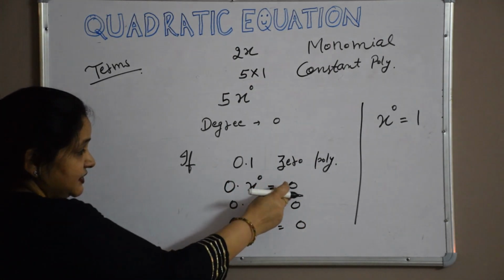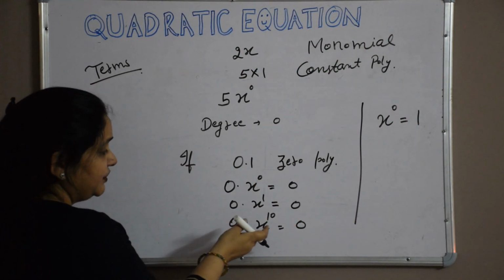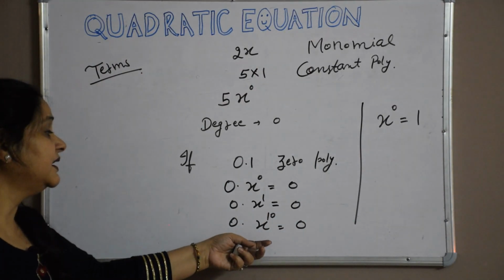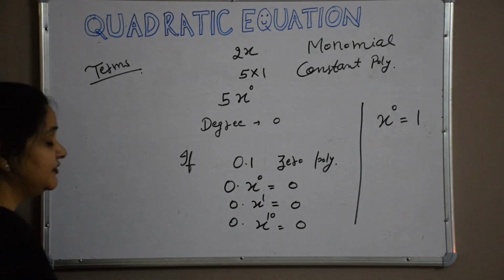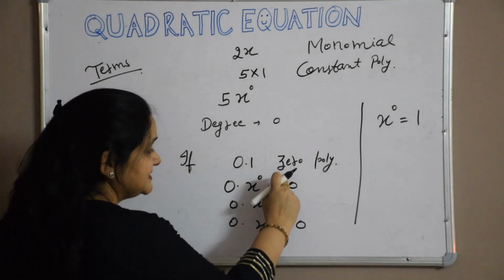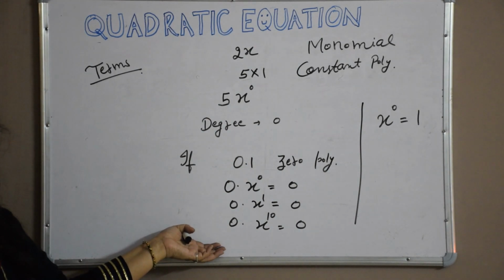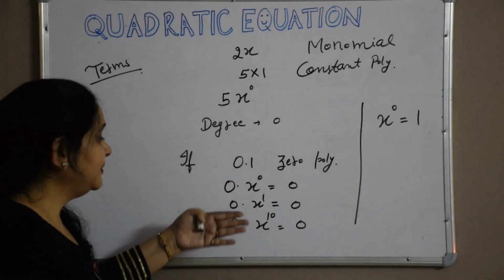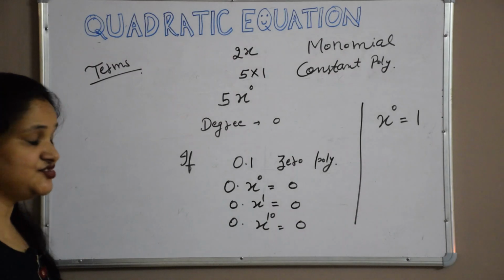I can write 0 as 0 into x raised to power 0. I can write 0 as 0 into x raised to power 10. I can write it as 0 into x raised to power 1000. So there are infinite ways in which I can write this single 0. So can you say what is its degree now? No, nobody can say its degree because everywhere the power of x changes.